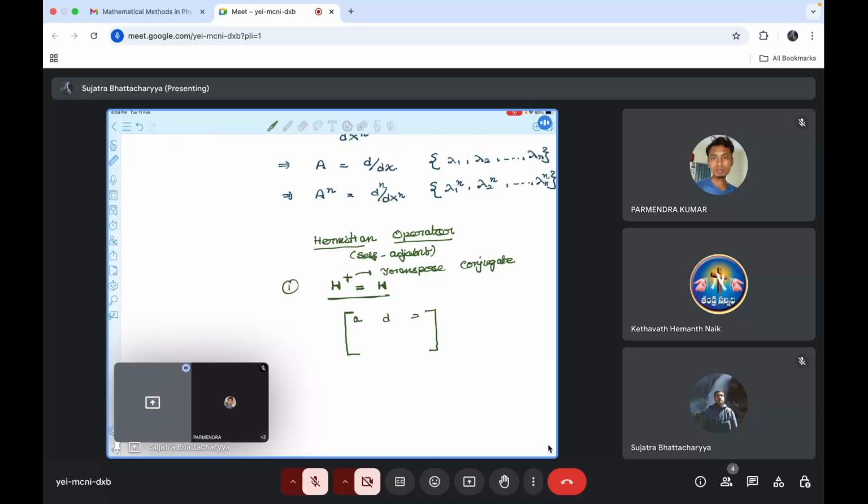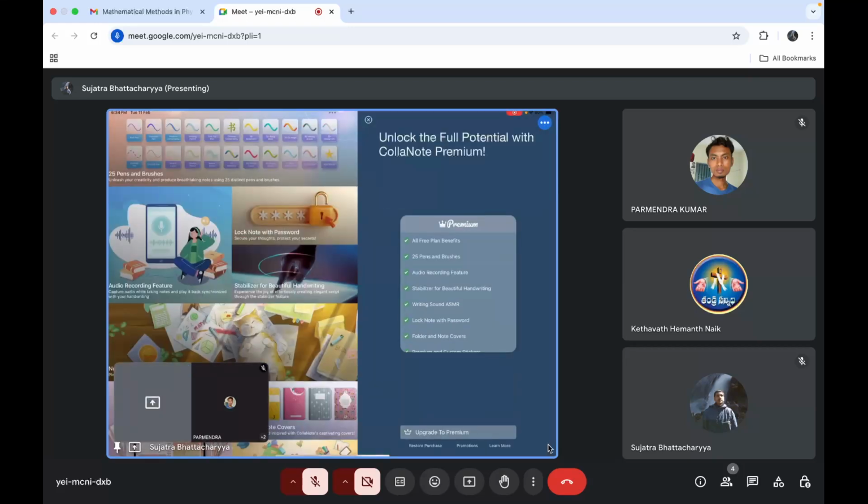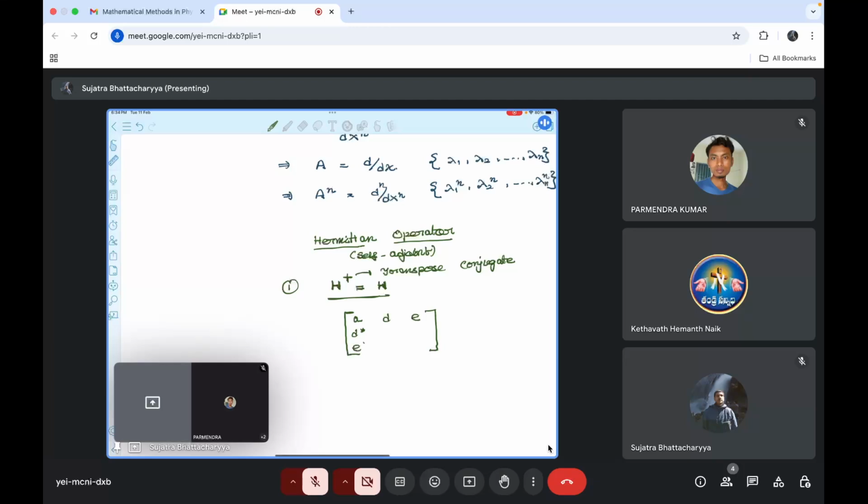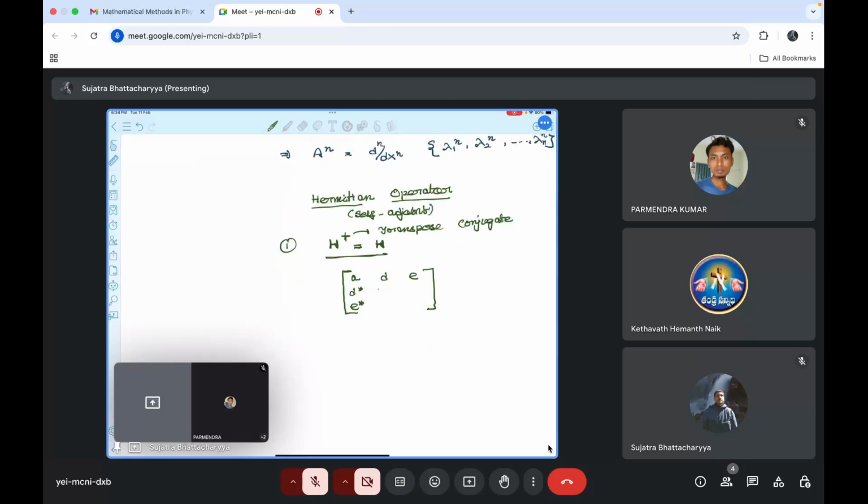So it looks like this. See, this becomes D star, this becomes some, this becomes E star, this is B, this is F star, this is F, and this is C.